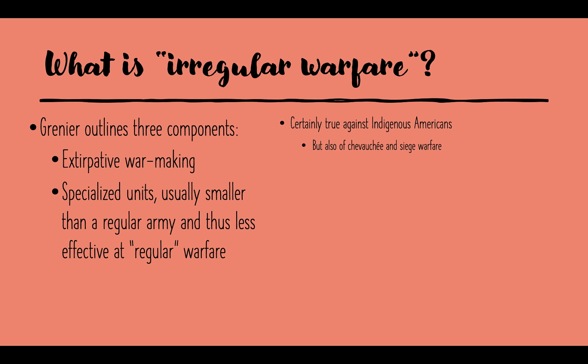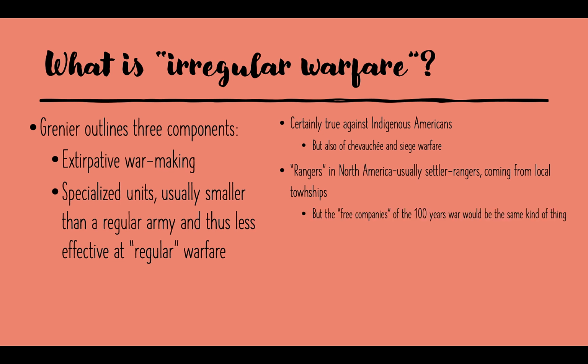So we also have specialized units, right? A smaller army that can't participate in regular warfare, and so it targets non-combatants. In North America, this is what the original frontier force was like. This was settlers who became rangers who harassed local indigenous peoples, right? This is modeled off of the free companies of the 100 Years' War.